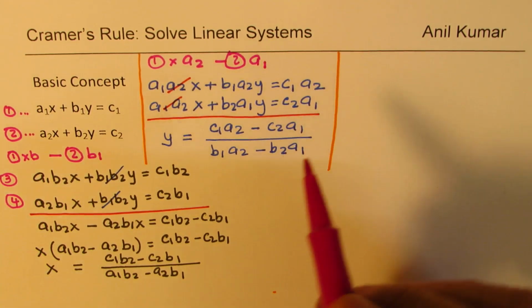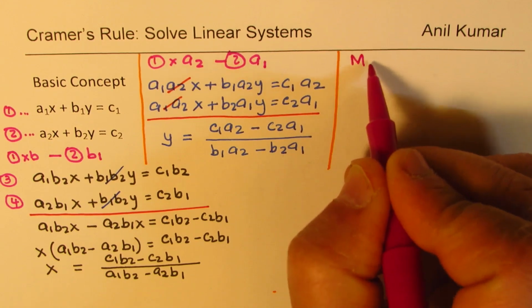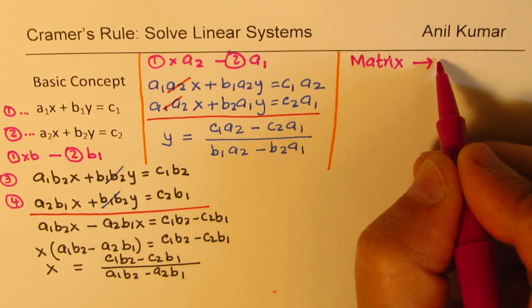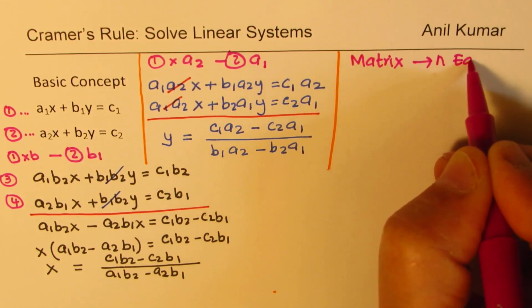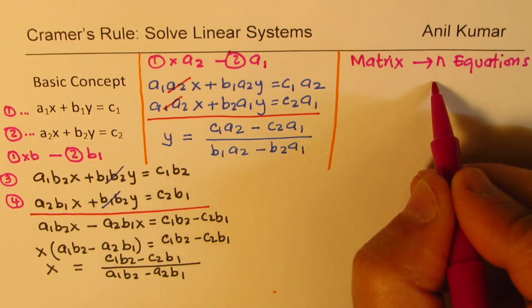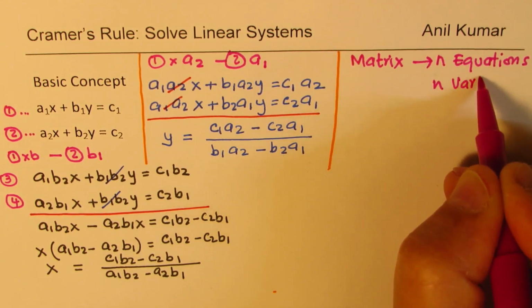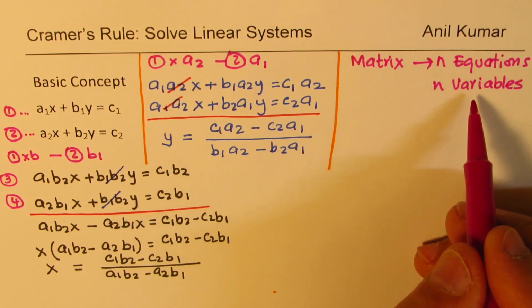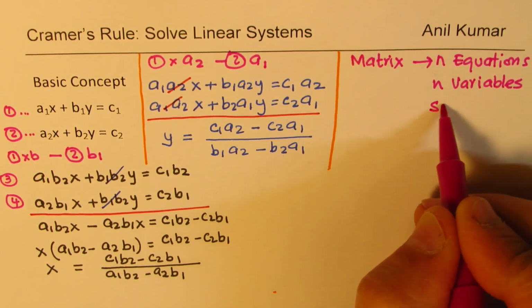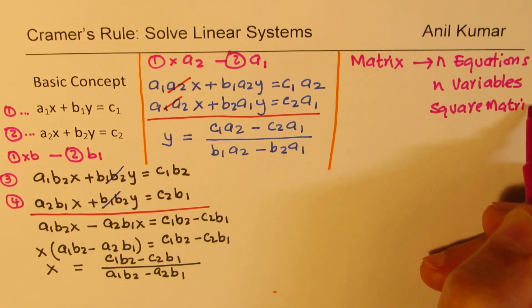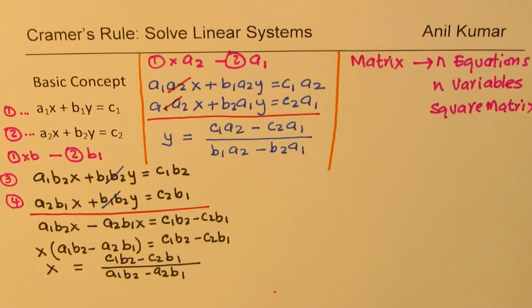We have learned so far that a matrix can represent n equations. When we say n equations, we are talking about n variables. Clear? When we are talking about n equations with n variables, we are also talking about a square matrix. So these are key to understand. We are working with the square matrix.